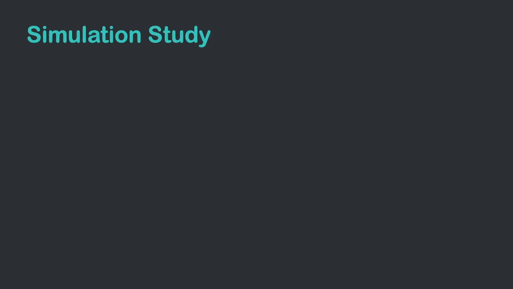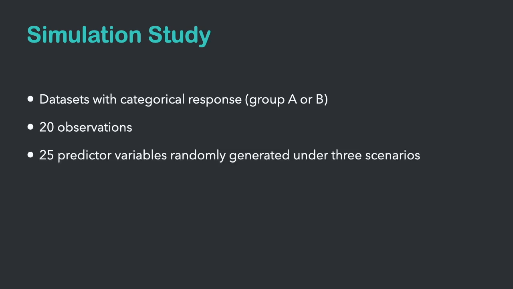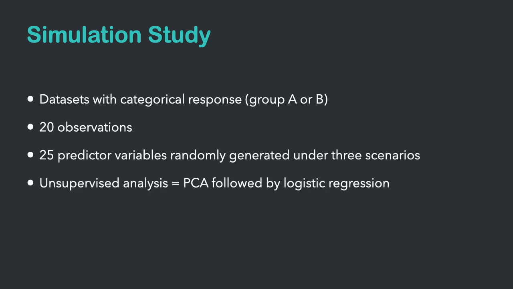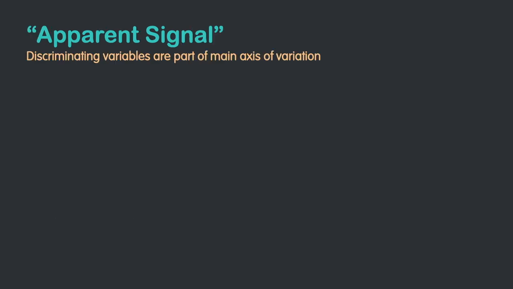So to further illustrate the consequences of this mismatch between a question and an approach, we did a simulation study. Here we generated data sets with a categorical response, either group A or group B, and 25 predictor variables that were randomly generated under 3 different scenarios. And for each of these data sets, we applied either an unsupervised analysis with PCA followed by logistic regression on those axes, or a supervised analysis using PLS discriminant analysis.